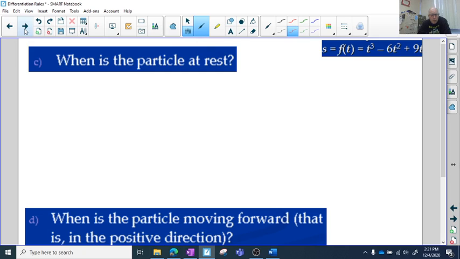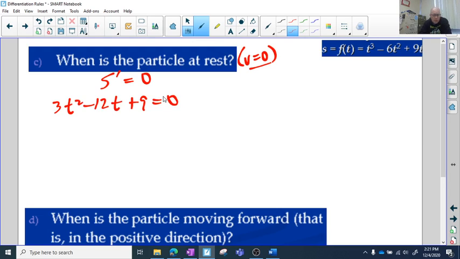Okay, so when is this particle at rest? Well, particle would be at rest if it had no velocity, which indirectly is saying, when is the derivative equal to 0? Well, we just did the derivative. The derivative of our displacement function is 3t squared, subtract 12t plus 9, and I want to figure out where this is equal to 0.